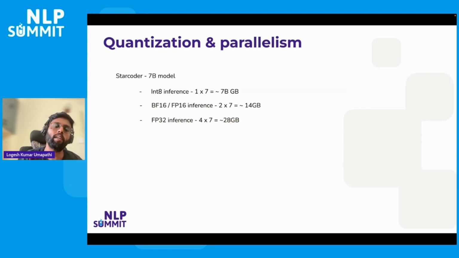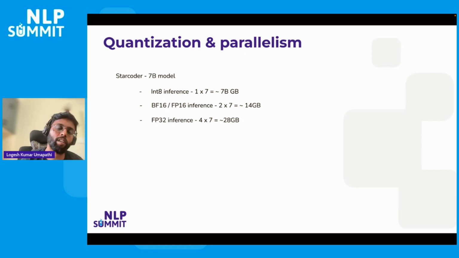So another popular optimization that can be done is quantization and parallelism. With the math that we saw before, the memory required to load a model depends on the precision of the model weights. So here, if we can quantize the model to int8, we are reducing the RAM required by 4 times. And if it's half precision, we are reducing it by 2 times.